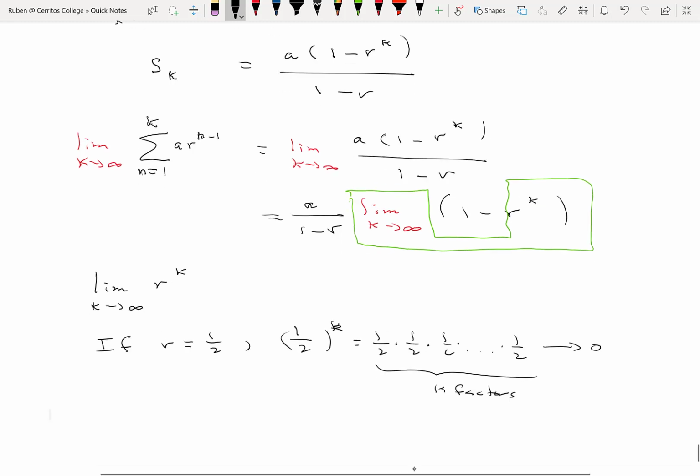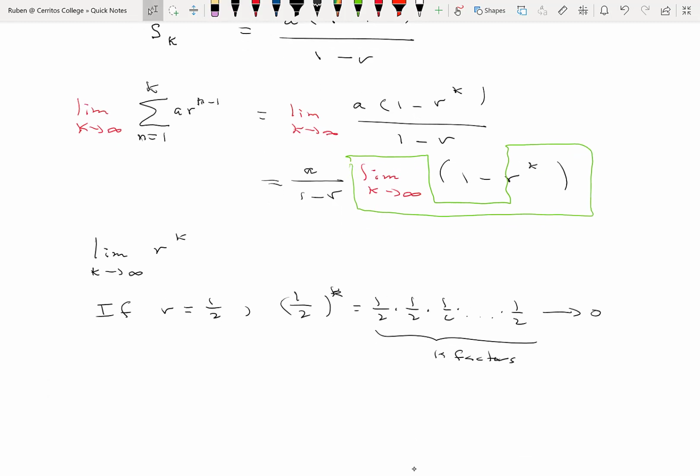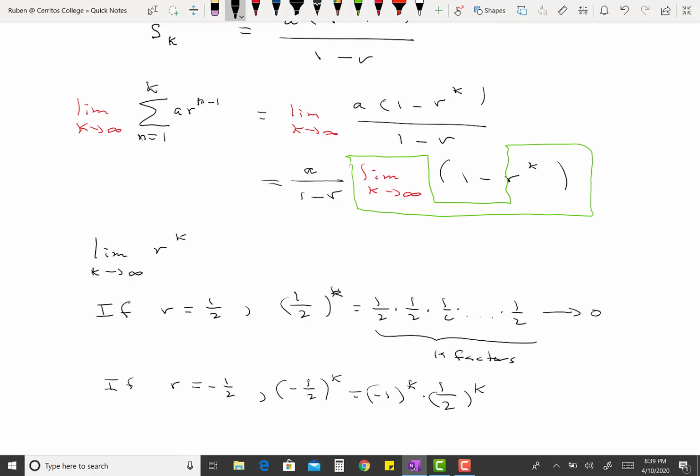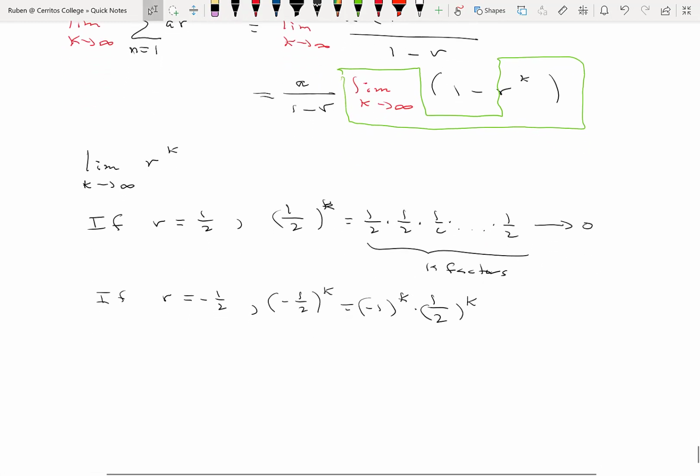Well, what about if we keep going less than 1? Like what if r equals -1/2? What then will -1/2 to the k look like? Well, -1/2 to the k will look like -1 to the k times 1/2 to the k. And I want you to try to remember what that -1 to the k does to a sequence. All it does is make the terms in the sequence oscillate between positive and negative.